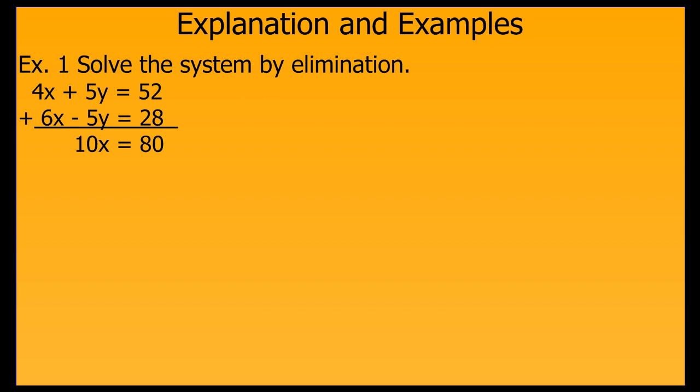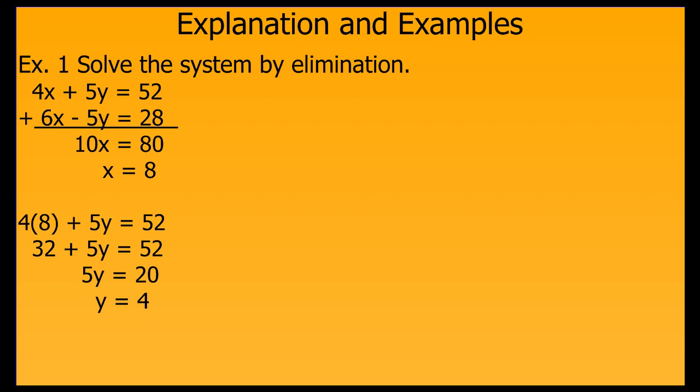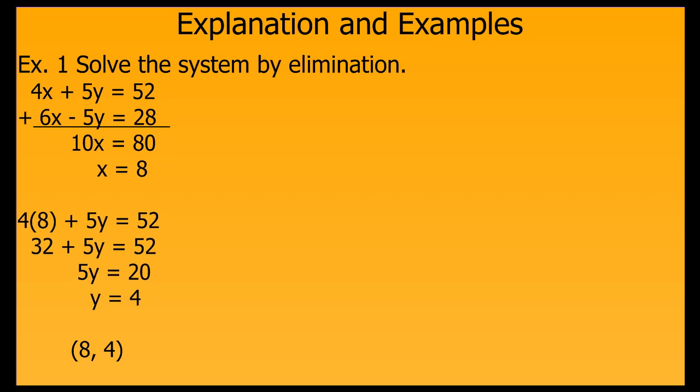I know how to solve this. I divide by 10 and that gives me x equals 8. Now I can substitute 8 in for x in either of the original equations. I chose the first one just because the numbers looked a little friendlier, but I could have chosen either equation. Now I solve for y and get y equals 4. That means my solution is the ordered pair 8, 4.